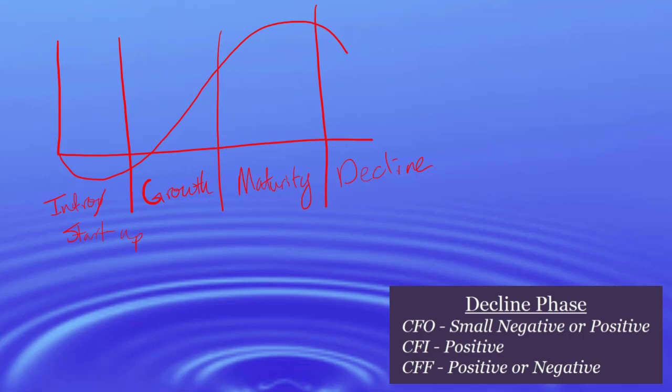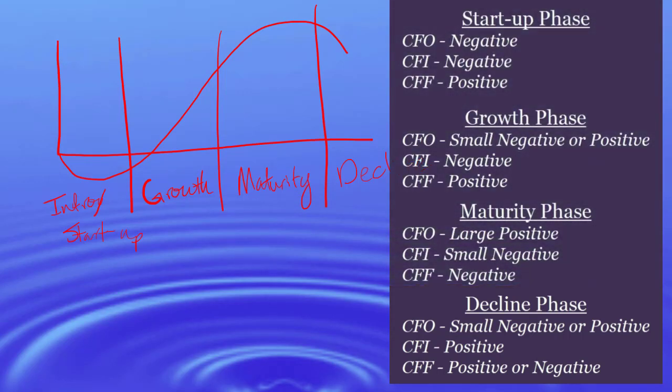But the big indication that a company is in decline phase is the fact that cash flow from investing starts to be positive. In order to try to save the business, I start to sell off my assets to generate cash. I'm trying to streamline and get rid of things that are distracting me from my core competency. And so for the first time, I see a consistent pattern of cash flow from investing being positive.